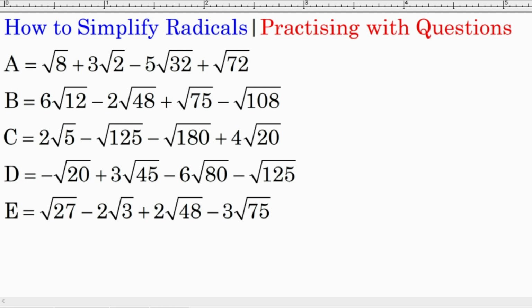Hi everyone. In this video tutorial, we are going to learn how to simplify radicals. And in this section of the video, we are going to practice with proper questions. We have already listed 5 questions below for us to practice. After we practice many questions, we will be able to understand how to simplify radicals and also know how to add or subtract the radicals.